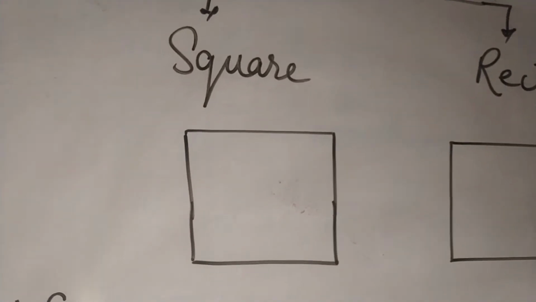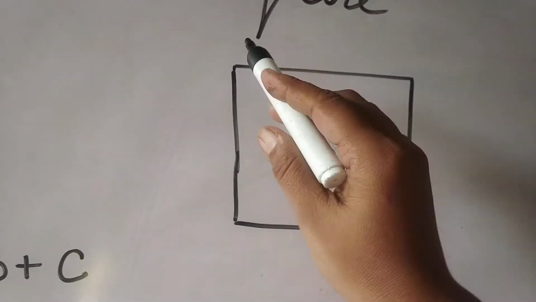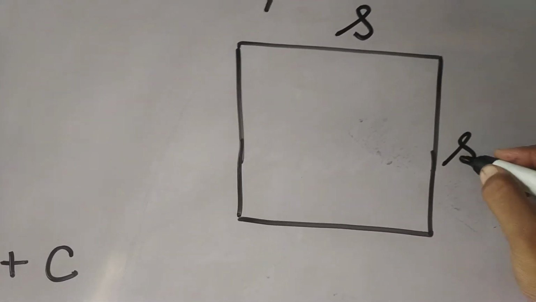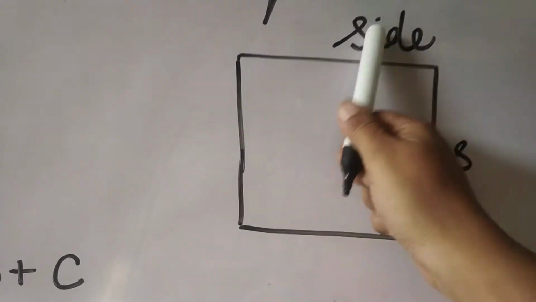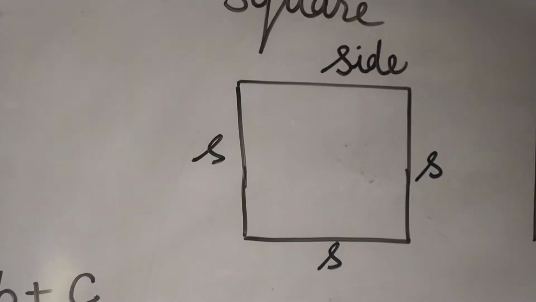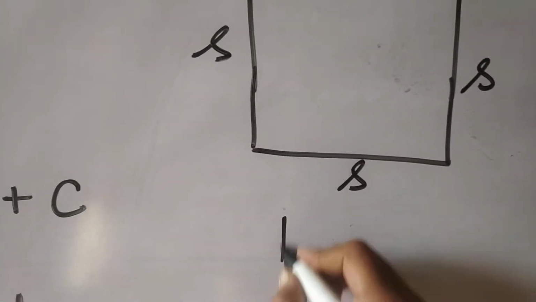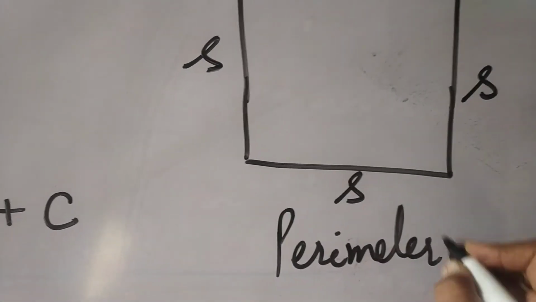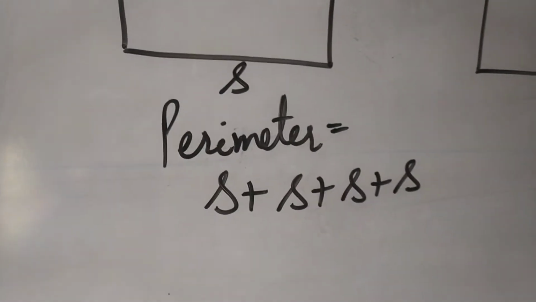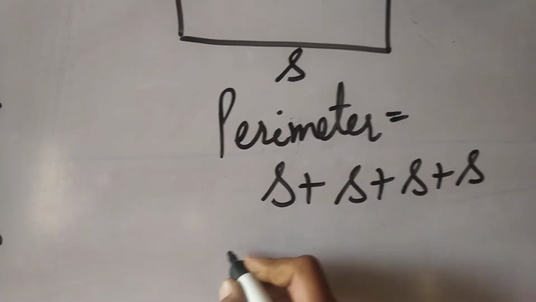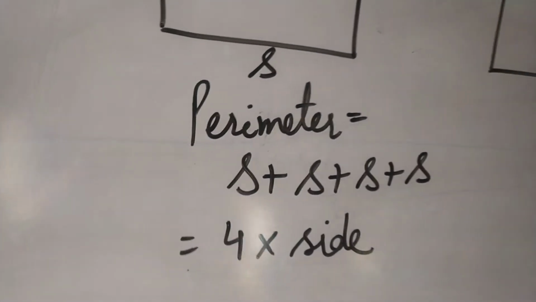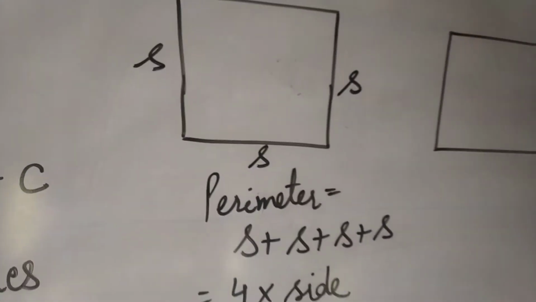Okay? Now come to square. Square has 4 sides and all the sides of a square are equal. That is denoted as S. S stands for side. S, S, S and S, because all the 4 sides of a square are equal. So if we find the perimeter of a square, then what will we write? We will simply write S plus S plus S plus S. That is adding 4 times, so we can write it as 4 multiplied by the length of one side. That is the formula of the perimeter of a square.